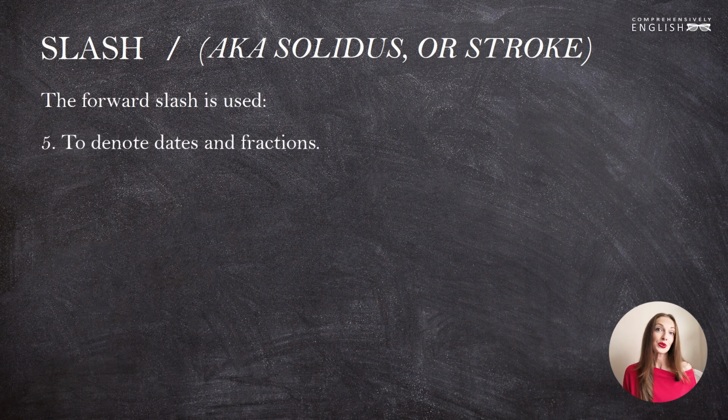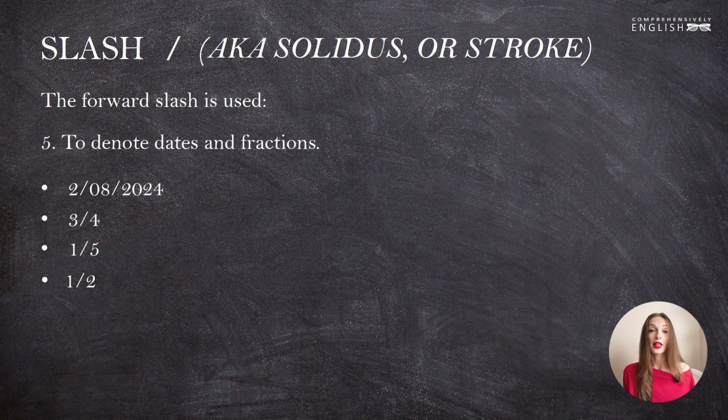Finally, the slash is used to denote dates and fractions. For instance, the 2nd of August, 2024. This is how we can write this date. 2/08/2024. 3/4, 1/5, or 1/2. These are all fractions, and this is another common application of the slash.